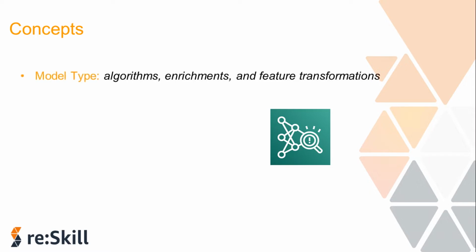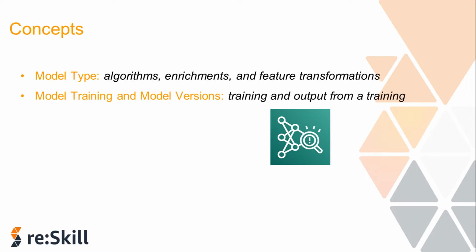Next is the model type. The model type defines the algorithms, enrichments, and the feature transformations used during the model training, as well as the data requirements to train the model. Then the model training and model versions. Model training is the process of using a provided data set to create a model that can predict fraudulent events. And all steps in the model training process are fully automated, including data validation, data transformation, feature engineering, algorithm selection, training, and model optimization. And in Amazon Fraud Detector, the output from a training is called a model version.